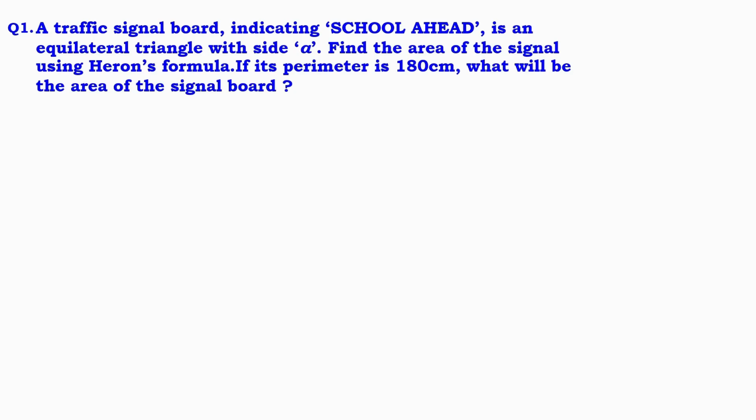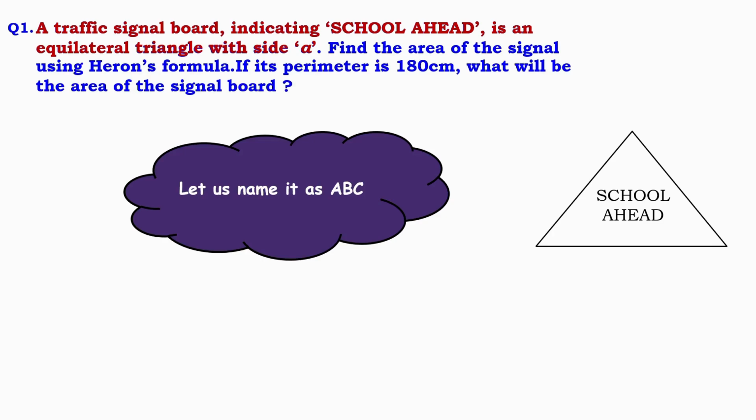Okay, so let us take a look at how we are going to solve this problem. I will explain each and every line so that it will be easier for you to understand. So the first part is given that the traffic signal board indicating school ahead is an equilateral triangle with side a. So the triangle is equilateral, and this is the most important part. Let us name it ABC.